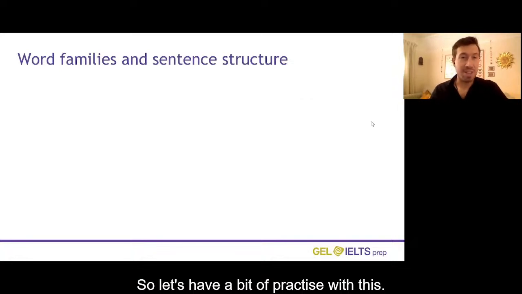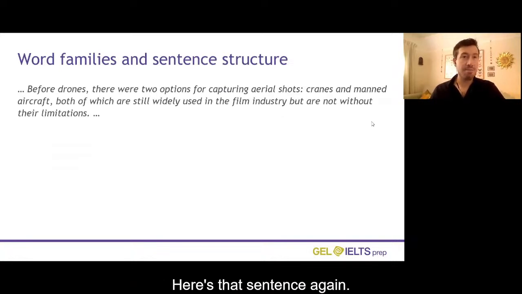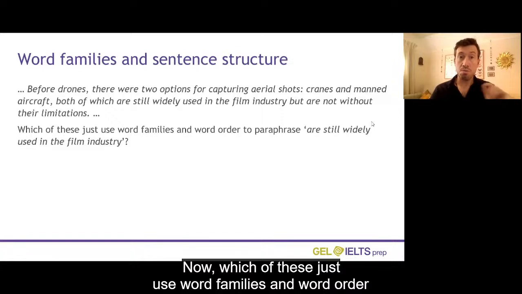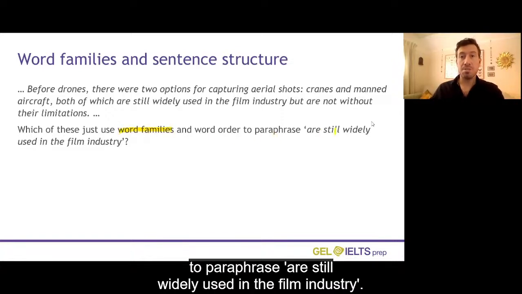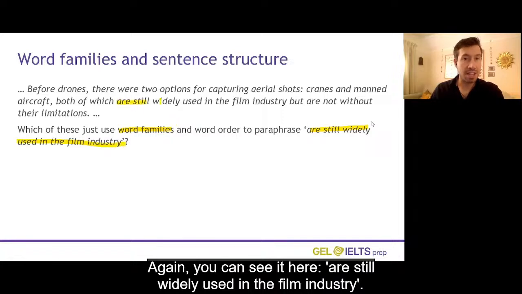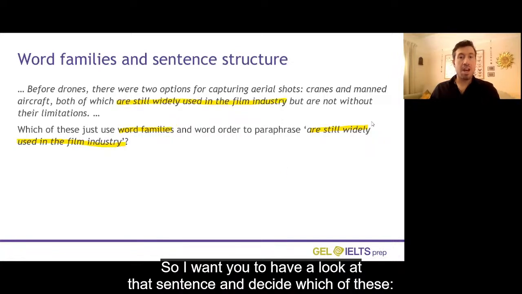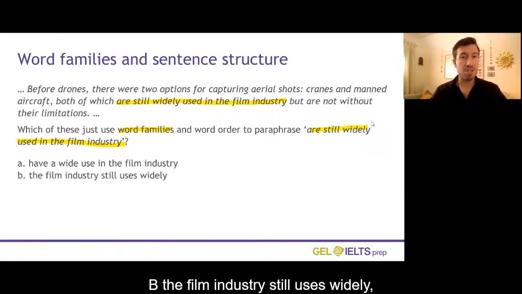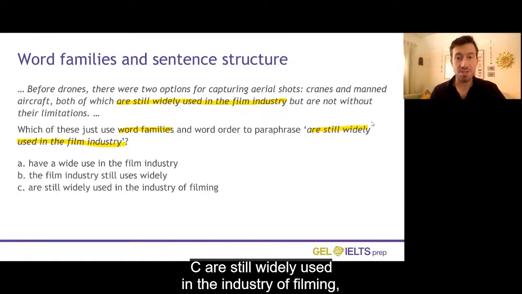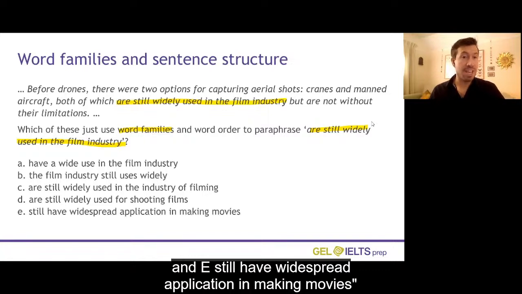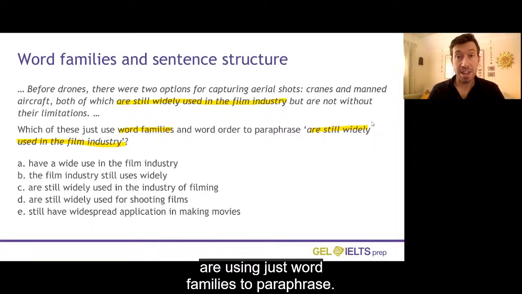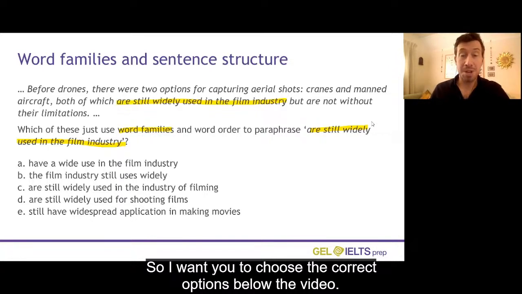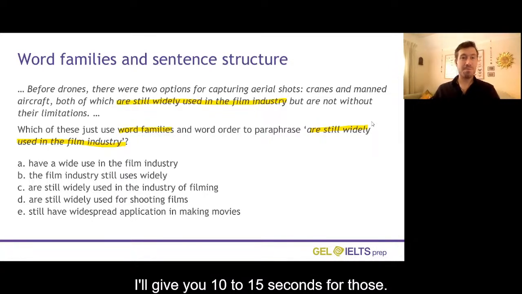So let's have a bit of practice with this. Here's that sentence again. Now, which of these just use word families and word order to paraphrase "are still widely used in the film industry"? Again, you can see it here. So I want you to have a look at that sentence and decide which of these, A, have a wide use in the film industry, B, the film industry still uses widely, C, are still widely used in the industry of filming, D, are still widely used for shooting films, and E, still have widespread application in making movies, are using just word families to paraphrase. So I want you to choose the correct options below the video. I'll give you 10 to 15 seconds for those.